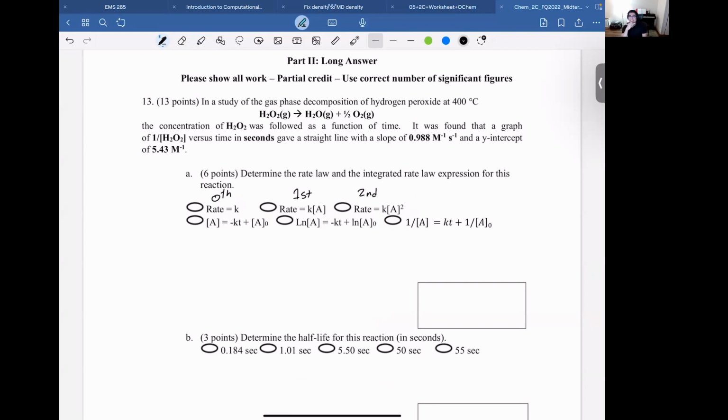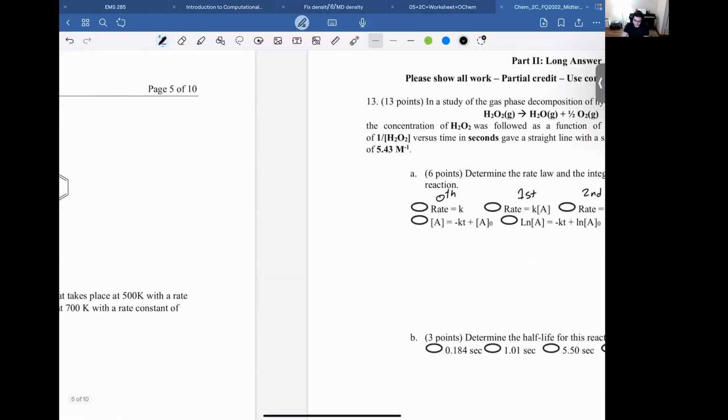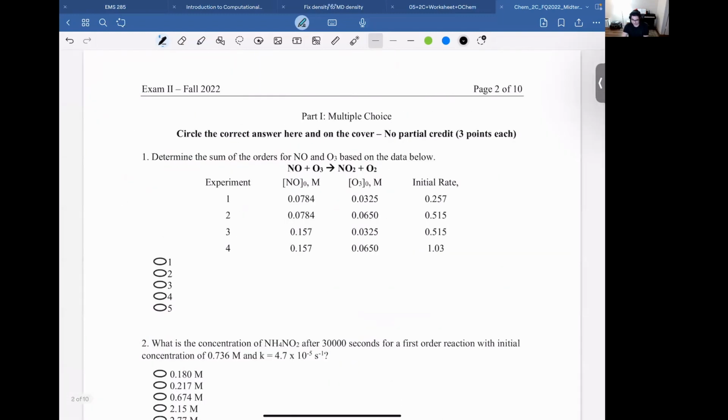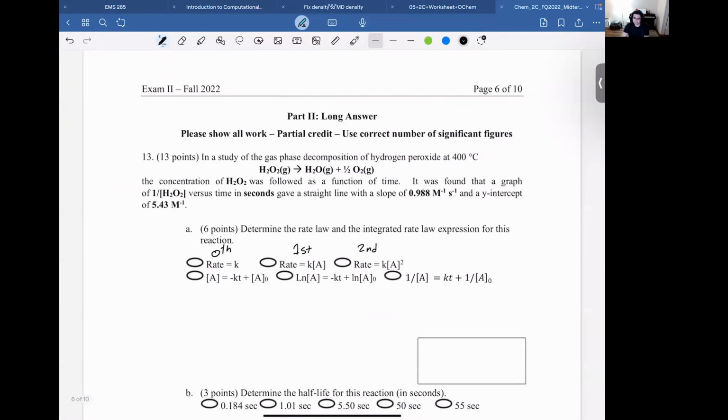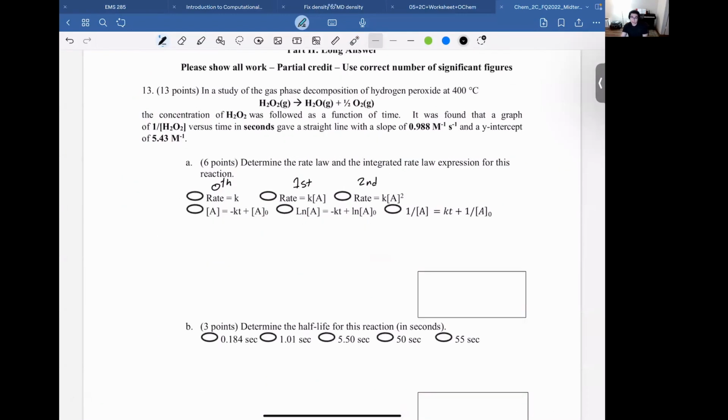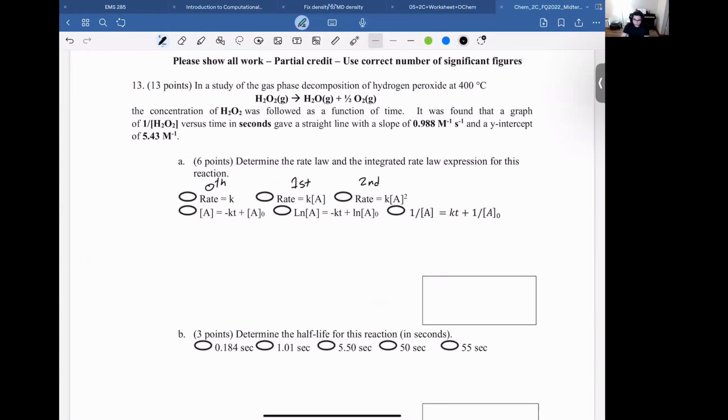All right. So the way you figure it out is based on what they give you. There are different ways you could figure this out. Sometimes they will give you a data table. I think there's something in here with a data table, where you can figure out the rate law. Sometimes, like in this case, what they do tell you is that there is a graph of 1 over H2O2, or hydrogen peroxide, versus time that gives you a straight line.